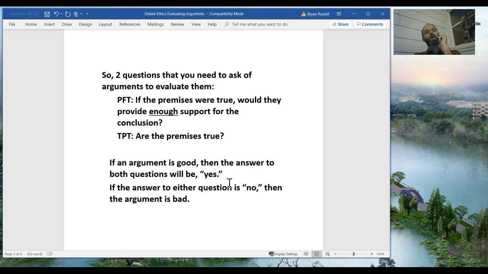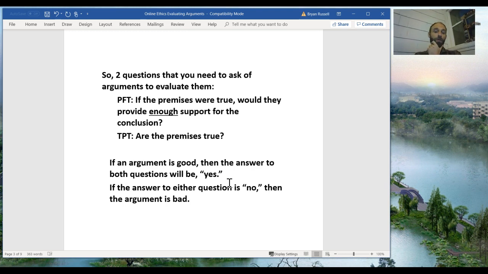I put a PFT there. What this is called in some textbooks is the proper form test. In order to pass the proper form test, it needs to be the case that if the premises were true, they would provide enough support for the conclusion. The second argument that we looked at failed this criteria. Even if that premise is true, that Steph is the greatest shooter in NBA history, that wouldn't give us enough reason to believe the conclusion that he's the greatest player in NBA history.